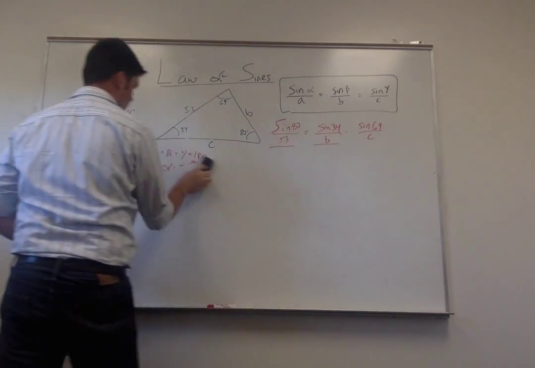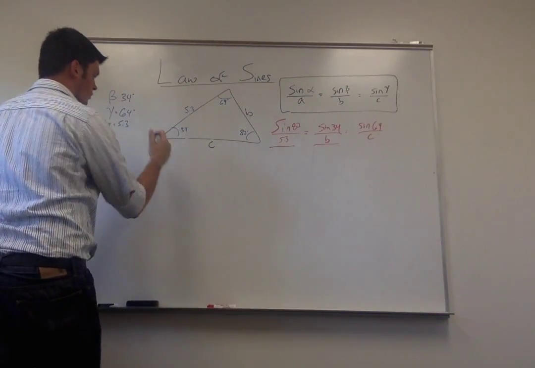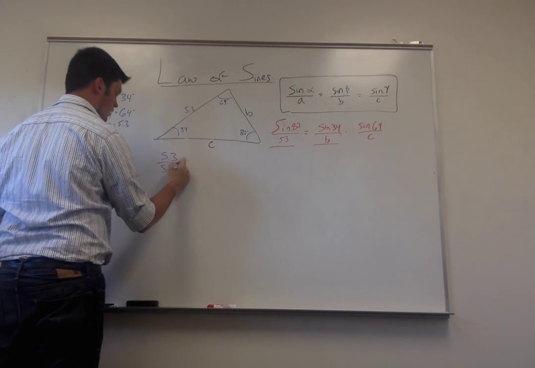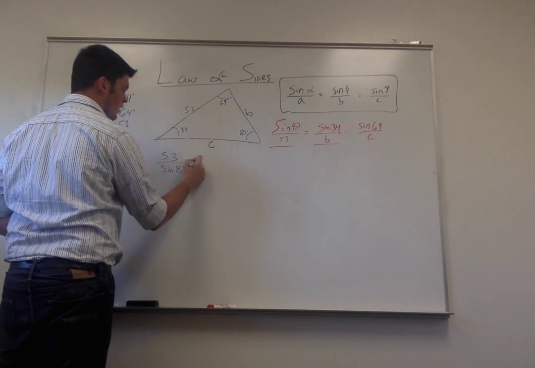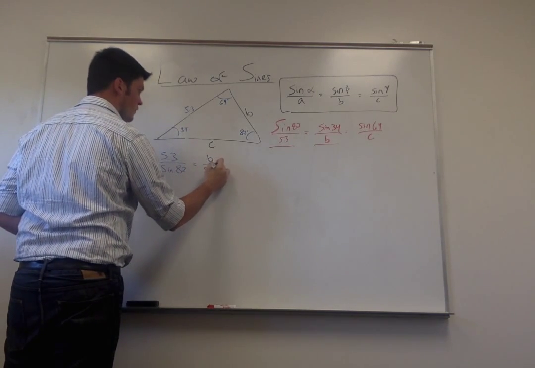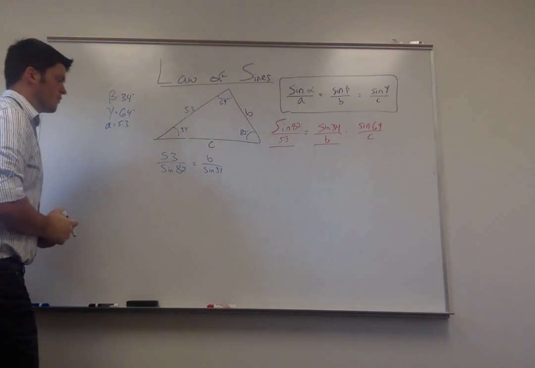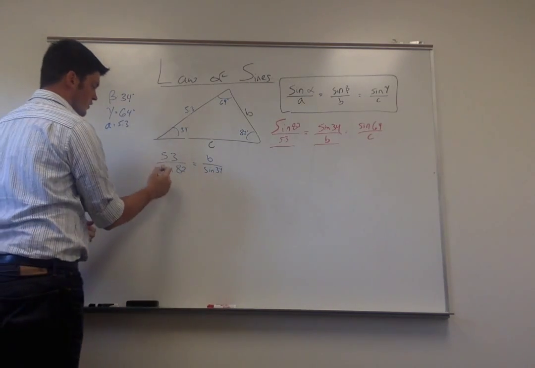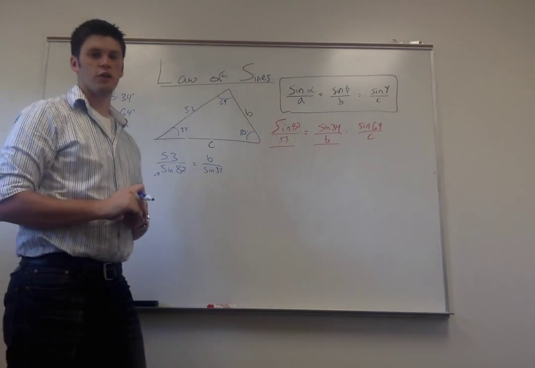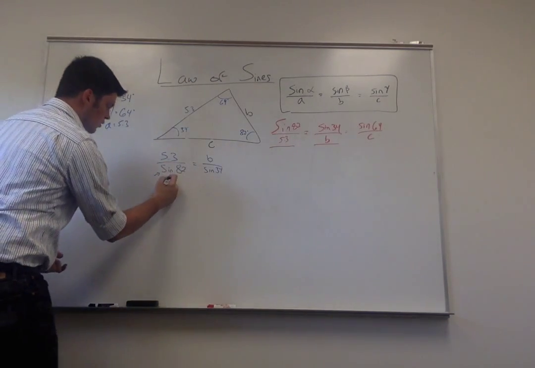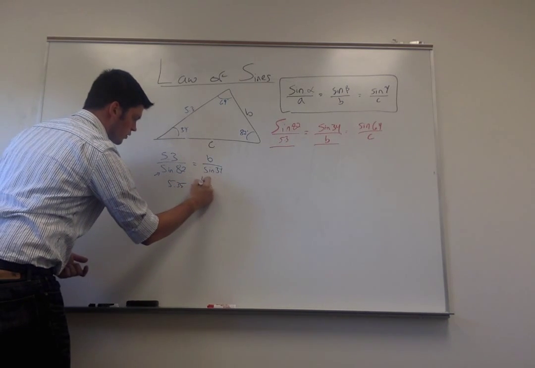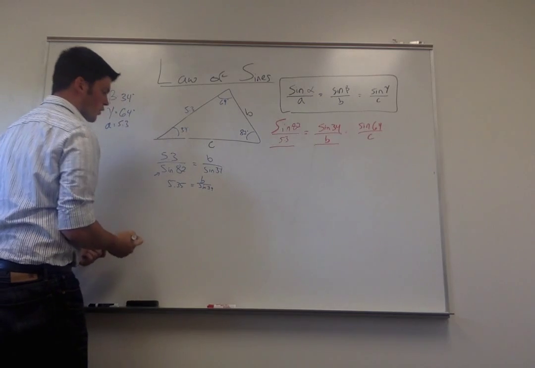I'm going to grab this guy right here. So now we have 5.3 over the sine of 82 degrees is equal to b over the sine of 34 degrees. Okay, so we can plug this into our calculator, and make sure that your calculator is in degrees, not radians. We're going to get 5.35 is equal to b over the sine of 34 degrees.